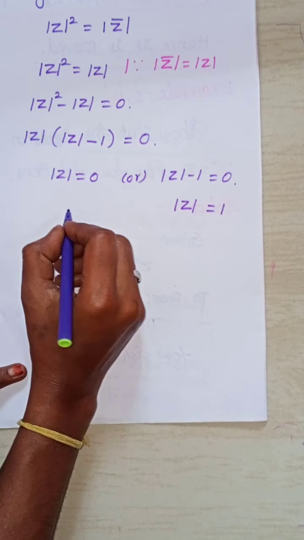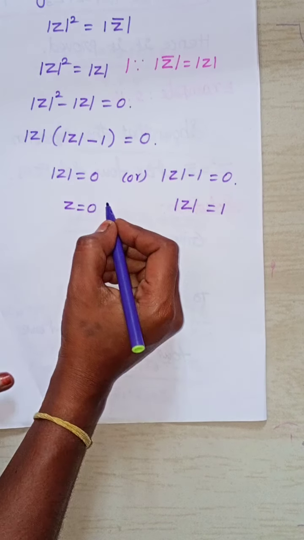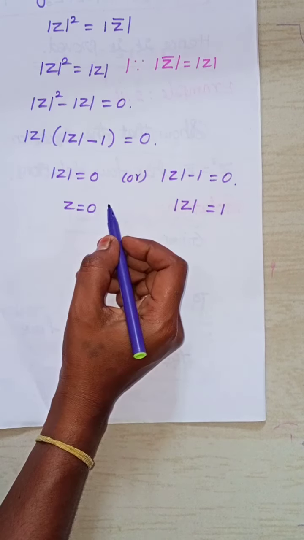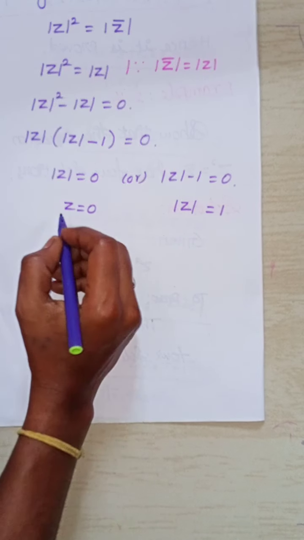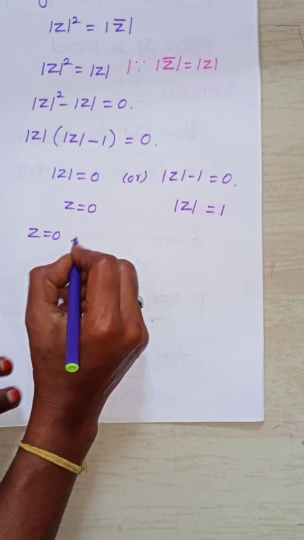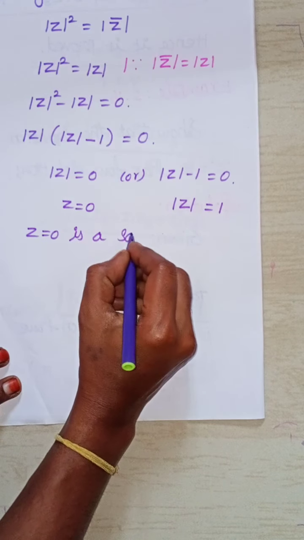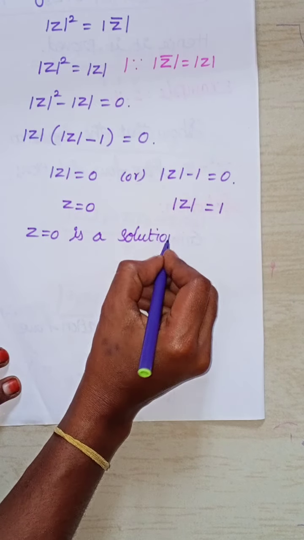Here modulus z equal to 0, so z is equal to 0. So z equal to 0 is a solution.